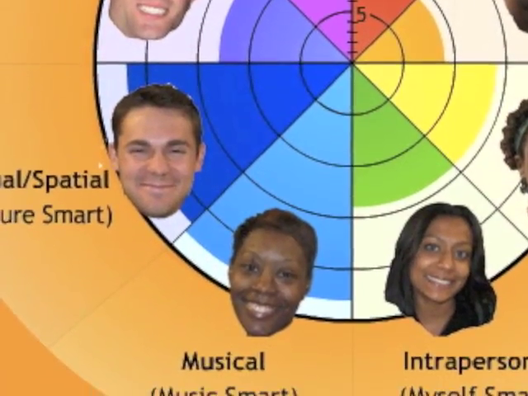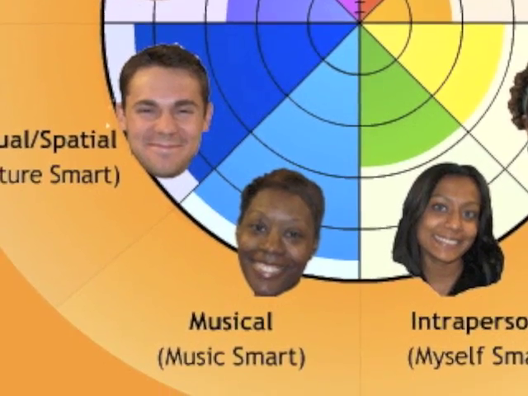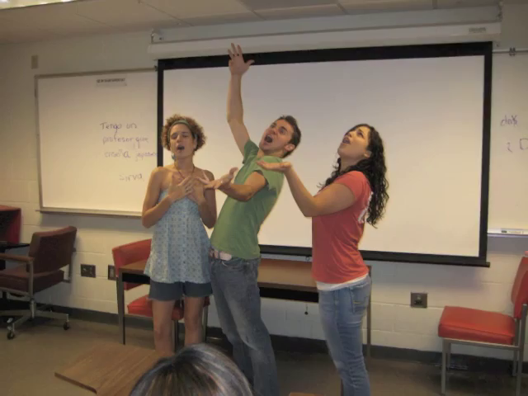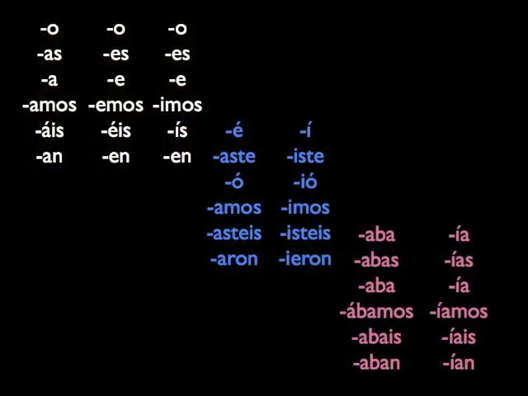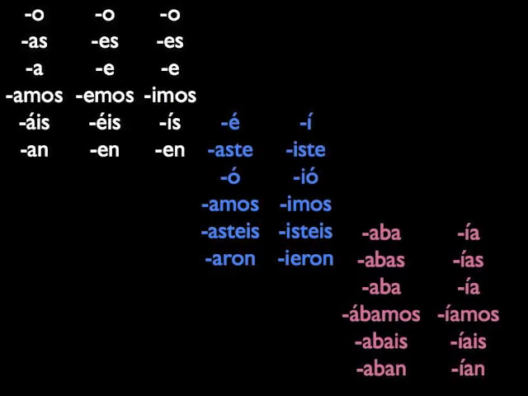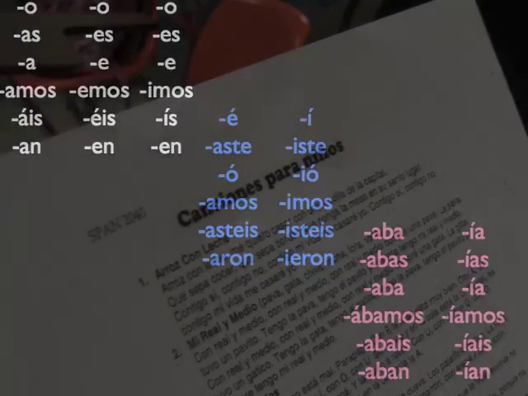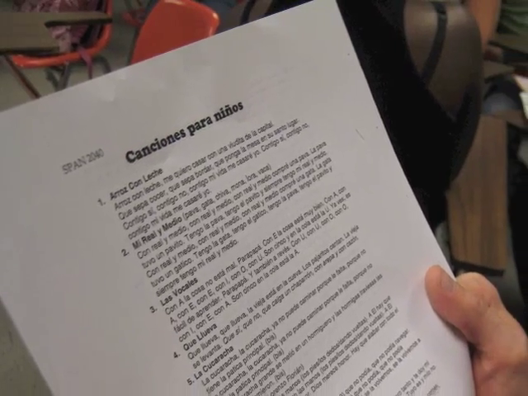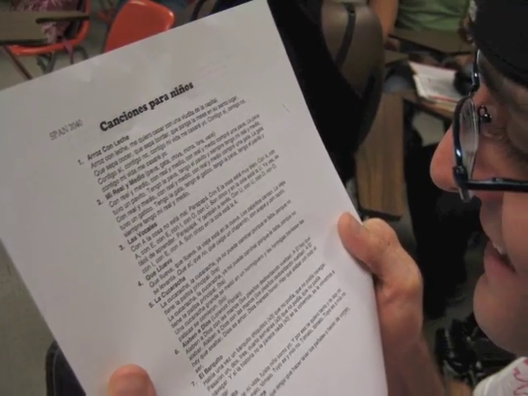Musical learners are sensitive to music and sounds. To help these learners, have students write and perform songs or raps. When learning verbs, say endings and conjugations in a rhythm and have the students repeat them. Or you can teach your students simple children's songs that they can easily remember.